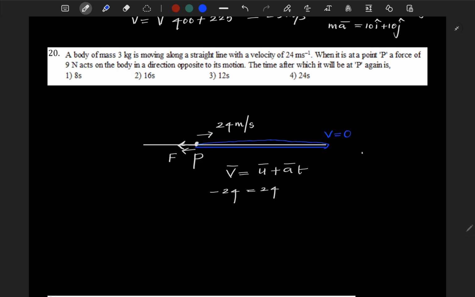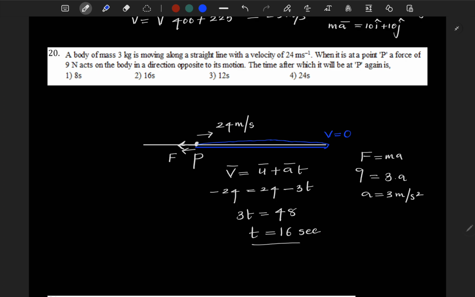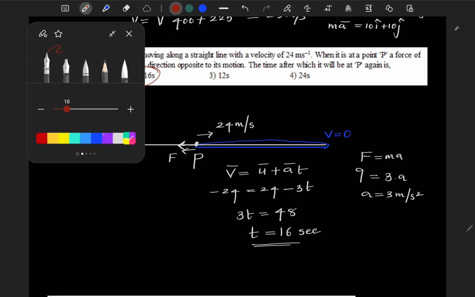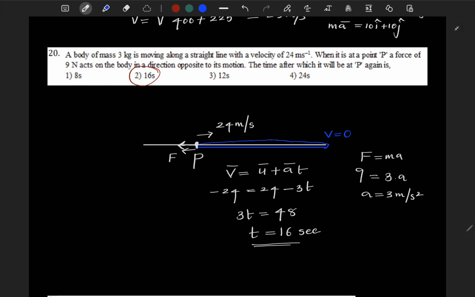Acceleration is simple. F is equal to ma. The force acting on it is 9 Newton, mass is 3 kg, and acceleration a equals 3 meter per second square, but in the opposite direction, so write it as minus 3 into t. So we can solve this. Minus 3t comes to the other side, becomes 3t. 24 plus 24 is 48. So t is equal to 48 by 3, which is 16. So the answer is 16 seconds, which is option 2.